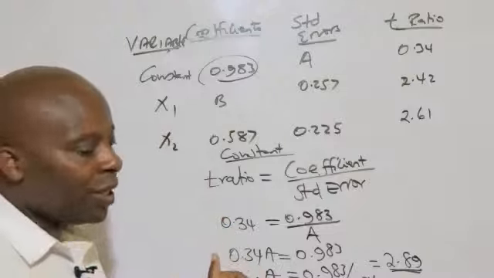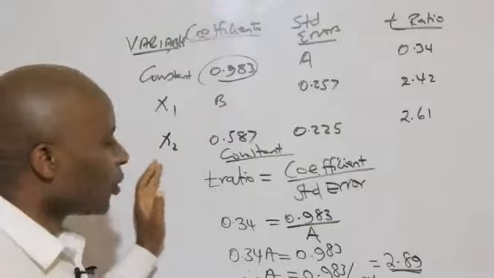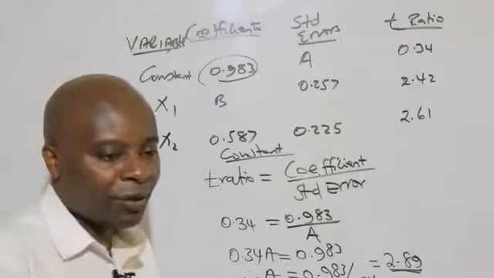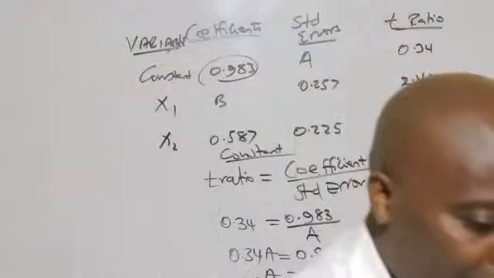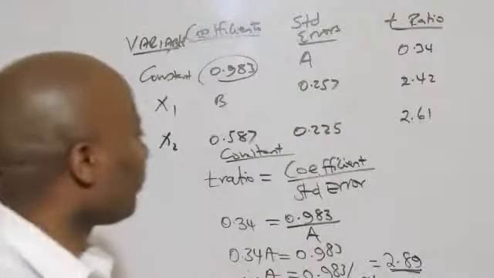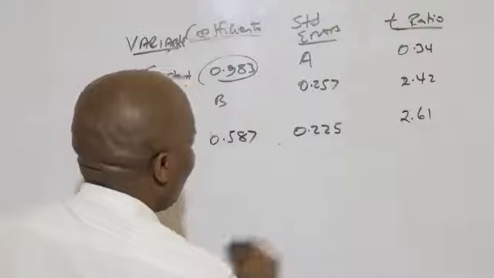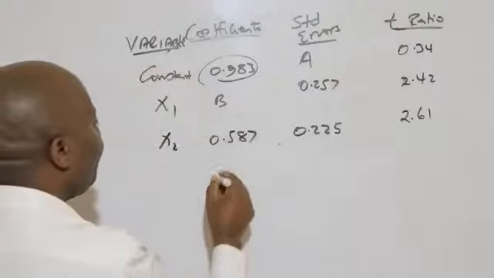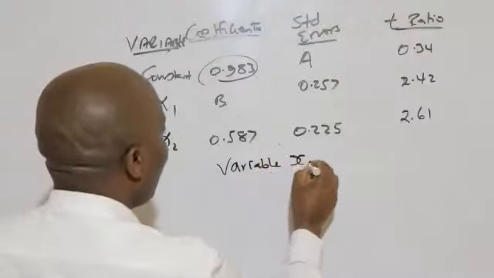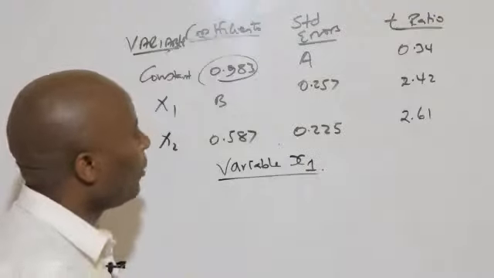So straight away now, we go to the second variable, which is x1. If you allow me, I'll come and delete this. So we have here variable x1. I can see something missing. So for variable x1, ladies and gentlemen, what do we have?